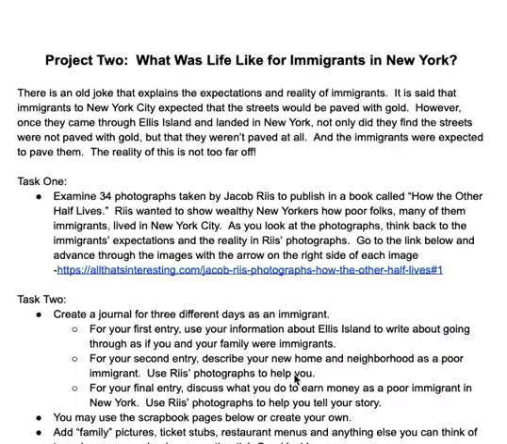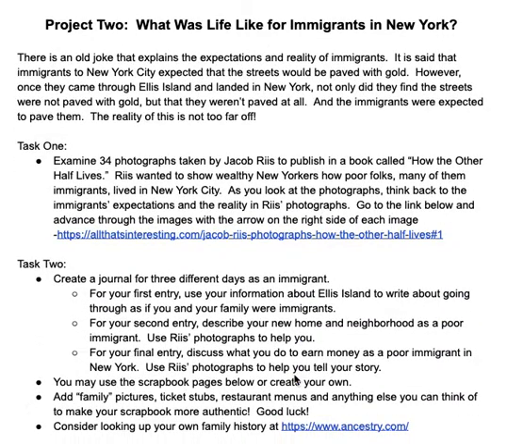As we move forward, we're going to talk about Project 2. What was life like for immigrants in New York? Once you're through Ellis Island, you're off the ship, and you're actually downtown in New York City. What was it like? I started with the old joke that the immigrants felt that the streets in New York City would be paved with gold, but once they got through Ellis Island and landed in New York, not only did they find out they weren't paved with gold, but they weren't paved at all, and the immigrants were expected to pave them. So what I'm going to have for you here is a series of photographs. There's actually 34 at this link, and I just want the kids to scroll through and take a look at what they see. Are these happy photographs? Are they sad photographs? What do you see?